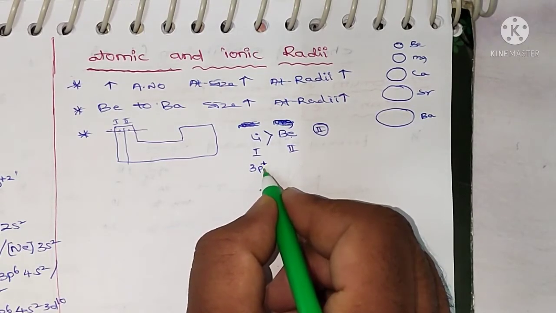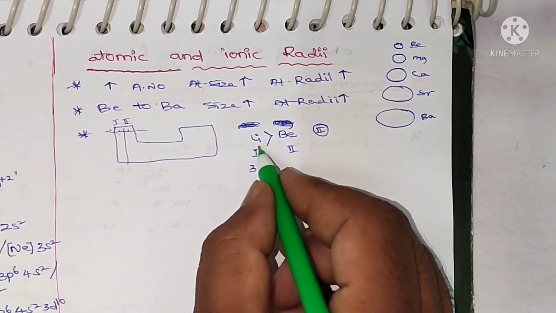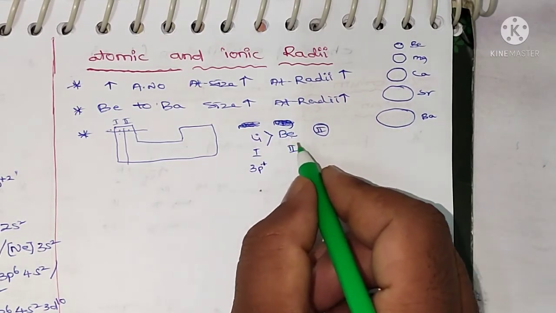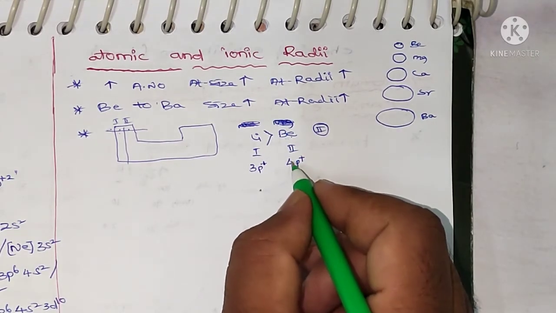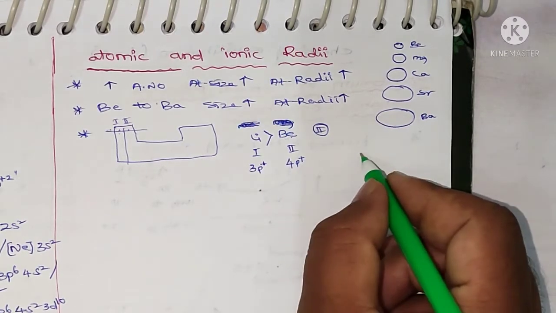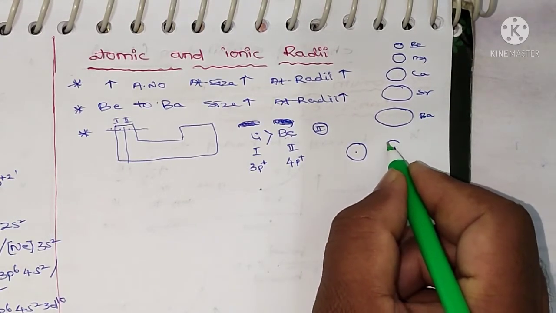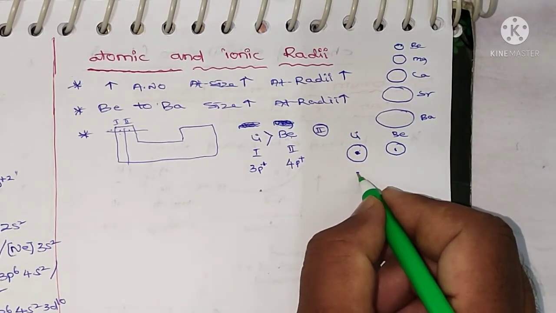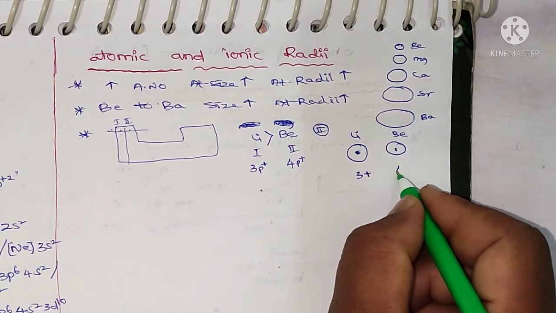Protons means positive charges. Because its atomic number is 3, the total number of electrons is 3 and the number of protons is also 3. And beryllium's atomic number is 4. So in the nucleus there are 4 protons, meaning 4 positive charges. Here this is the lithium and this one is the beryllium. So in lithium we have 3 positives and in beryllium we have 4 positives.